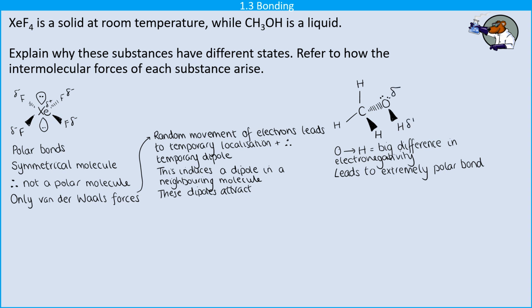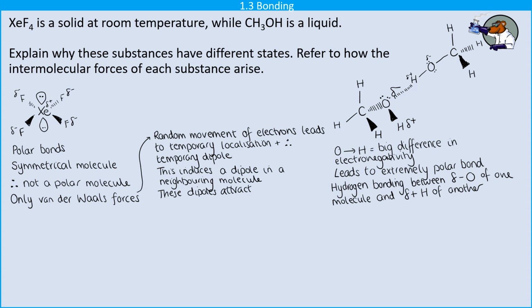So if we go on and we add another molecule of methanol, then you can see here that this hydrogen bond is forming between the delta negative oxygen of one methanol molecule and the delta positive hydrogen of another methanol molecule. And just as an aside, you can see here that we've drawn them all in one straight line, so oxygen to oxygen, all in one line.